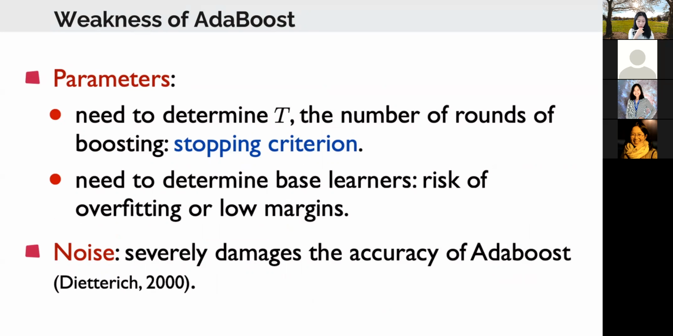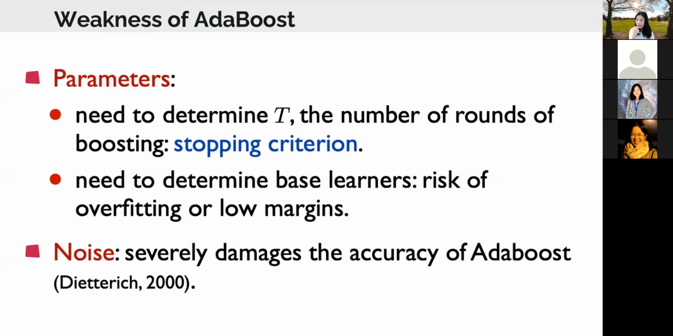First of all, we need to determine t, right? We cannot just let t be a huge number. It is going to be computationally expensive, and it's just not feasible. Sometimes you just cannot come up with so many base classifiers. So you need to determine t, basically the number of rounds of boosting. And people might come up with some stopping criteria, which is not very clear here.